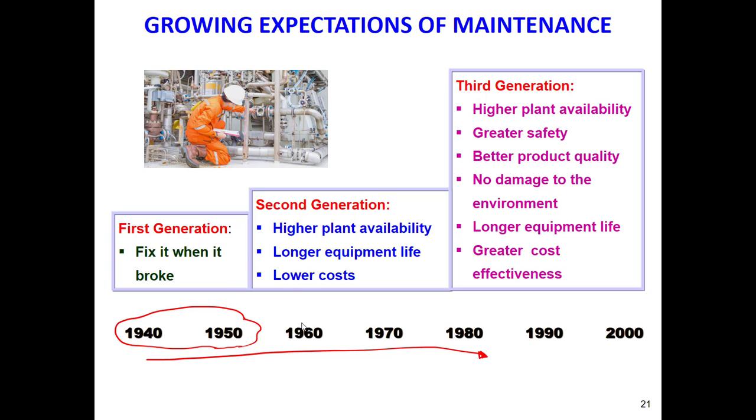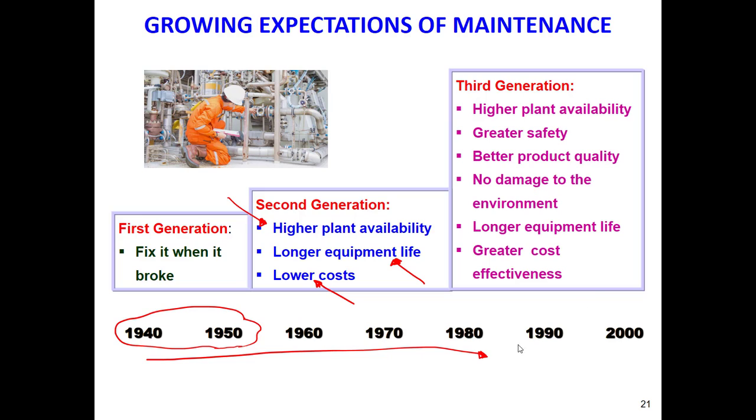Many years after, 20 or 30 years after, it becomes more detailed. Okay, so they wanted to have higher plant availability. They wanted the plant to work more continuously. They didn't want to stop a process, and they wanted to use the equipment for a longer time. They wanted to have a longer life for the equipment, and they wanted to pay less cost. So they prepared the maintenance activities based on these objectives.